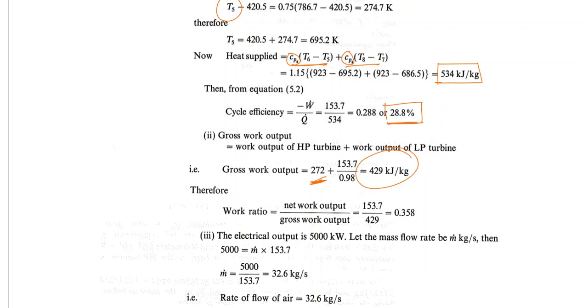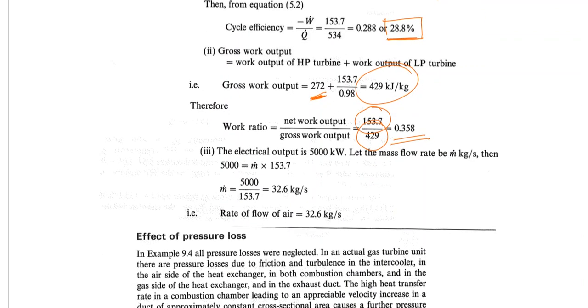The work ratio would be the net work, which is 153.7, divided by the gross work, which gives 35.8%. The electrical output is 5,000 kilowatt, or 5 megawatt. So the work done multiplied by the mass flow rate would be equal to 5,000 kilowatt. Then we find the mass flow rate, which is 32.6 kilograms per second.